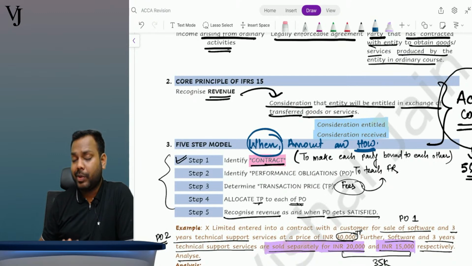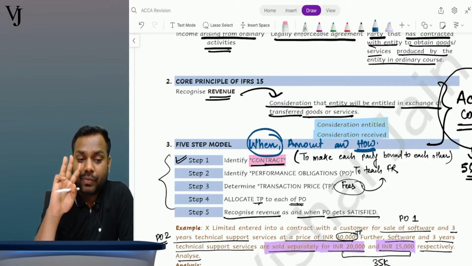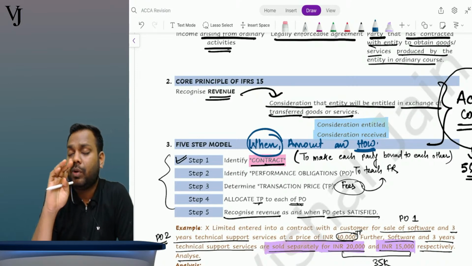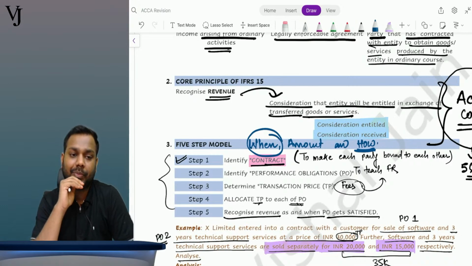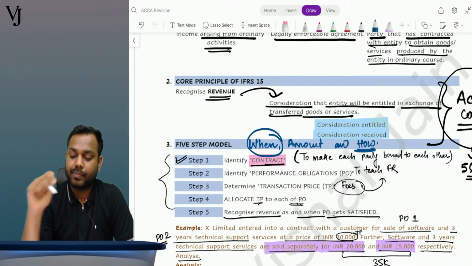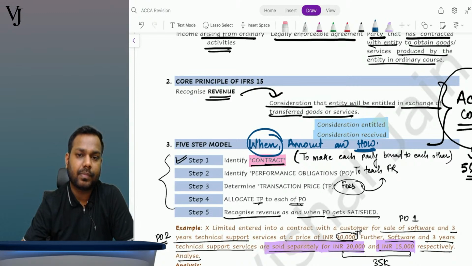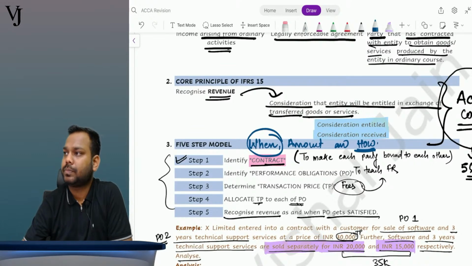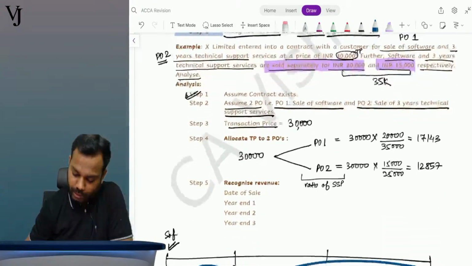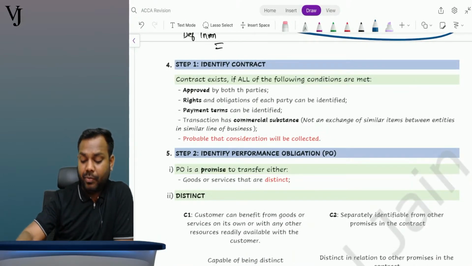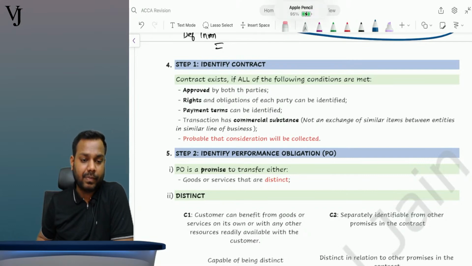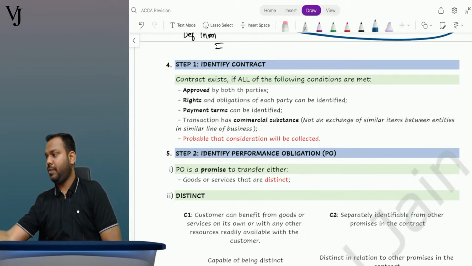But see, the purpose of the 5-step model is to give you the answers to 3 questions: when you have to recognize revenue, what amount of revenue you have to recognize, and how you have to recognize the revenue. Is that clear, everyone? Tell me, guys. Now we will study each step one by one, but before that, tell me, so far is it clear to everyone?